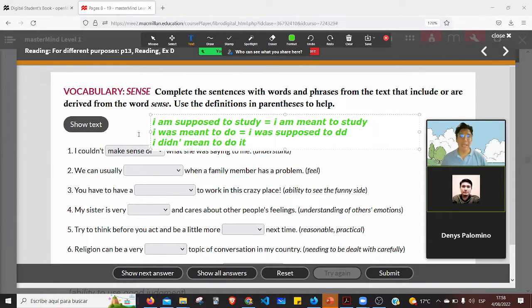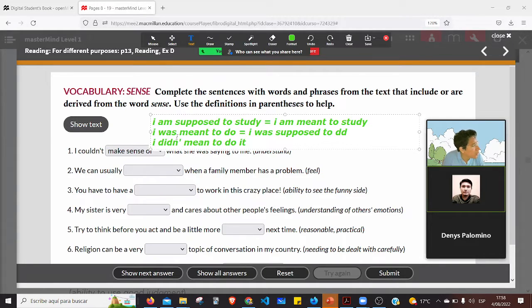Ahora, el I was meant to do this es como decir, se supone que yo iba a hacer eso. I was meant to do that. Why did you do it? Es como cuando dices, pero si yo lo iba a hacer, ¿por qué lo hiciste? I was meant to do it. Why did you do it? ¿Se entiende? So I was supposed to do it. ¿Se entiende? Yes, teacher.